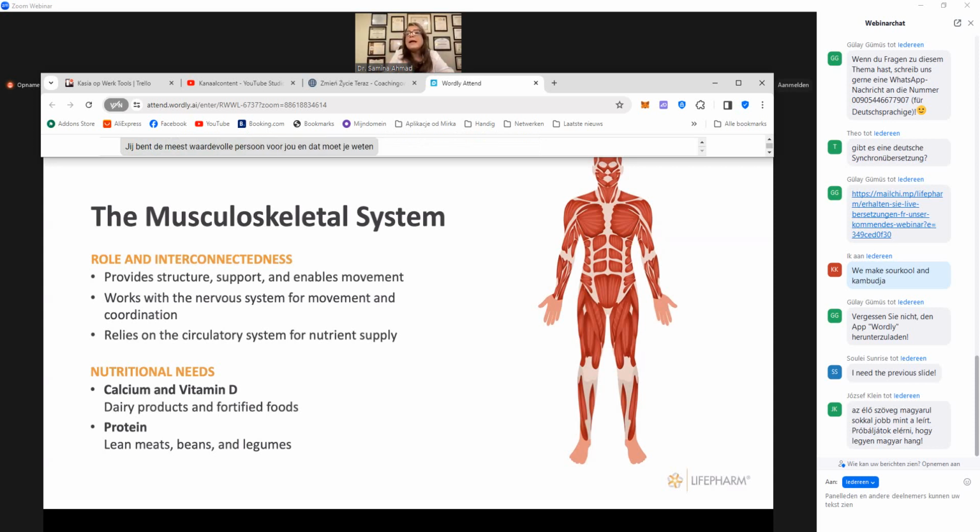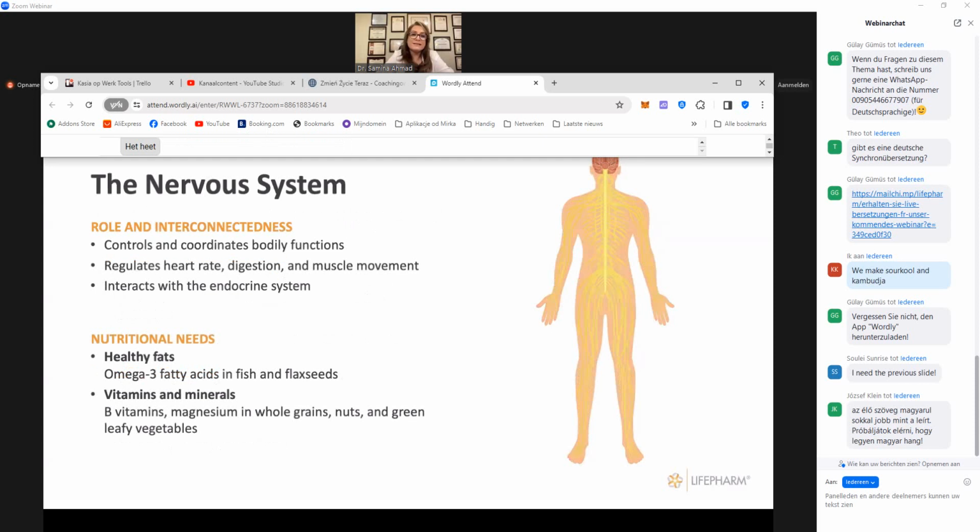The sooner, the better. And guess what? That's not called selfishness. There's another word for it. It's called self-care. Okay, nervous system, so important, right? It controls all your functions, your heart rate, regulation of all your muscle movements, and also your endocrine system. And again, it's so important to have a good nervous system.